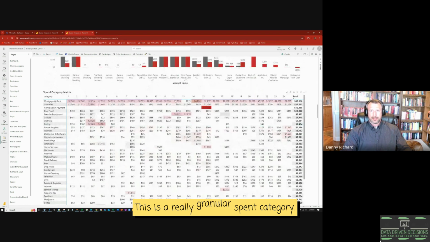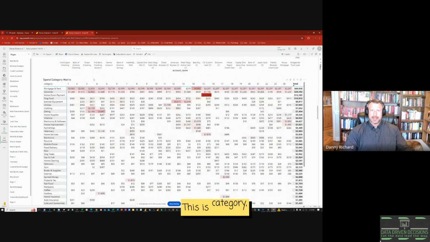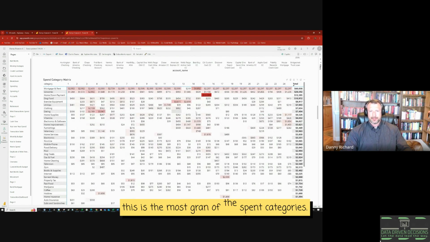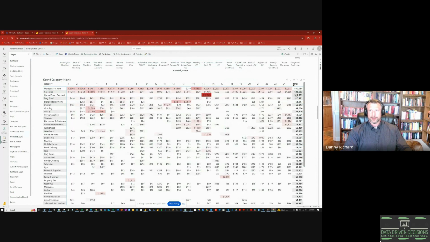This is a really granular spend category. This is the most granular of the spend categories. And it's sorted by where the money is being most spent. So home and mortgage and rent is where I spend most of the money, and that's a constant big payment that I got to make every month. And then second is groceries.